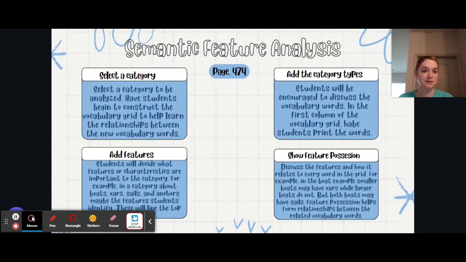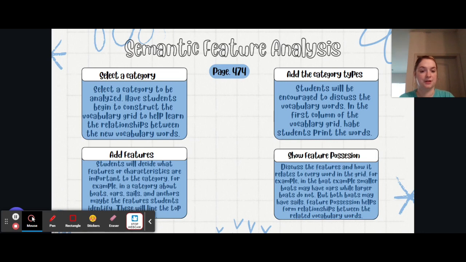Semantic feature analysis is closely related to semantic maps, but instead of mapping things, it charts them out in a grid. So when you'd use this in the classroom, you'd want to first select a category. Select a category to be analyzed, have students begin to construct the vocabulary grid to help learn the relationships between the vocabulary words. So they may be reading about boats, and they choose to list out different types of boats they know. You'd then want to add the category types.